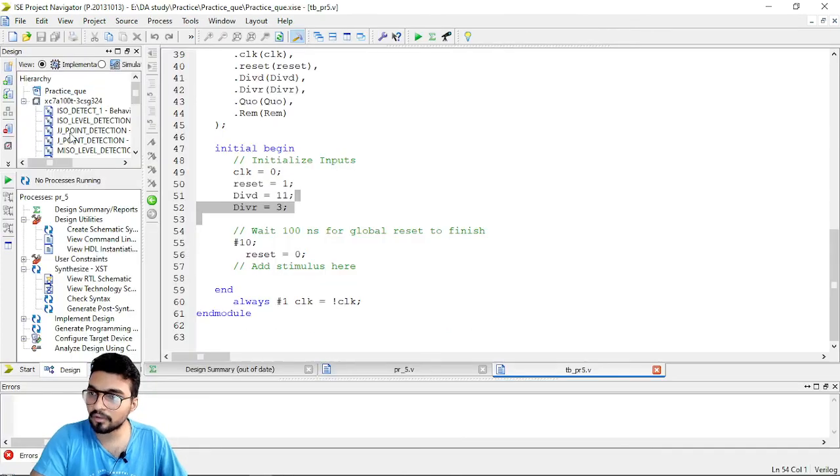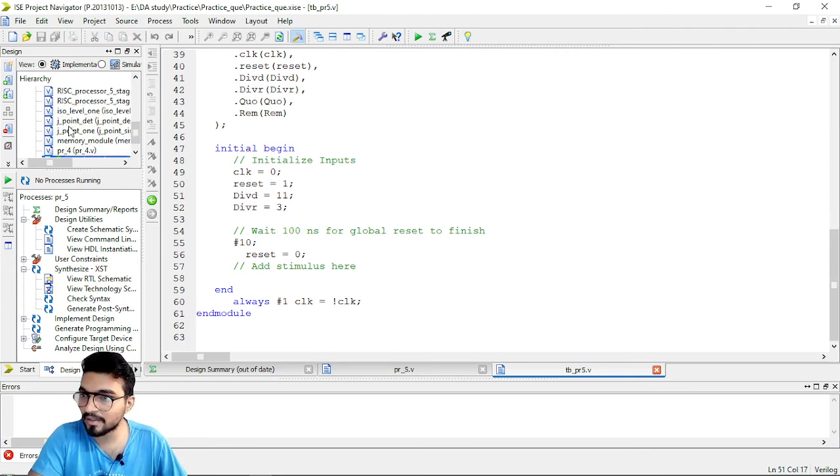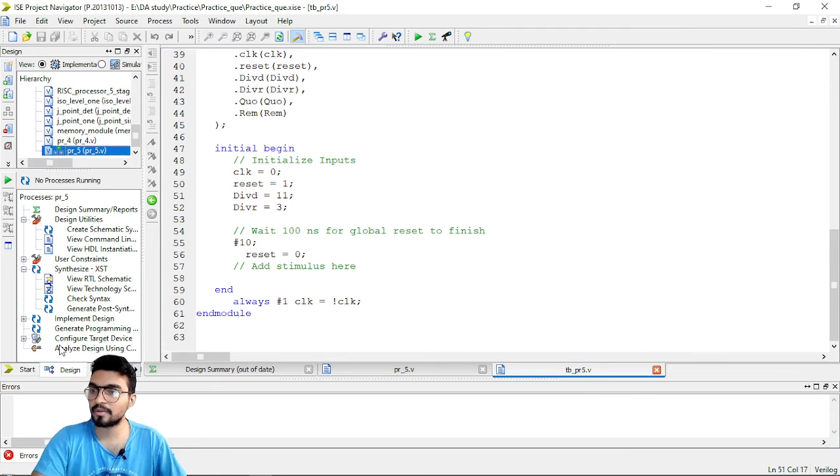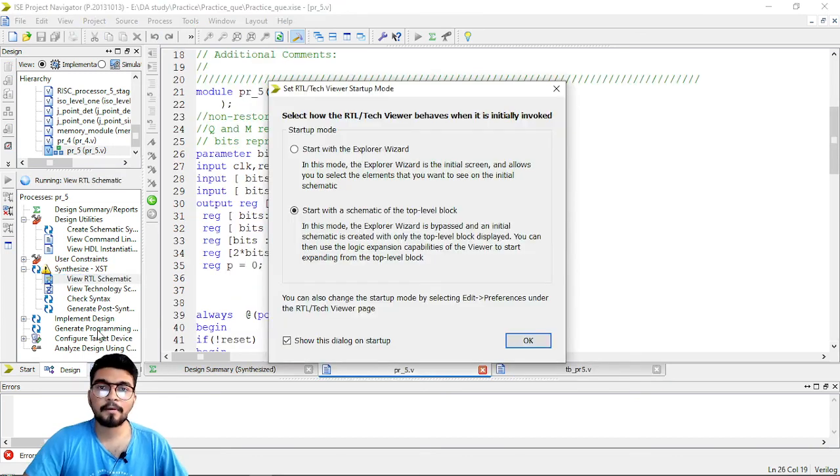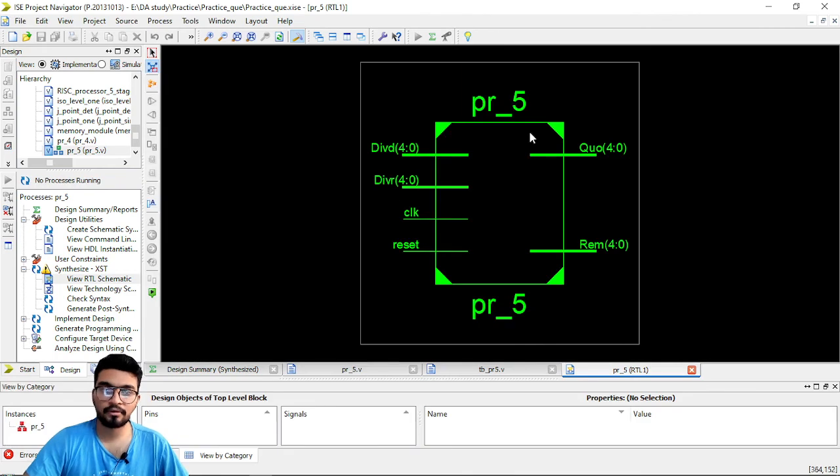Now let's check in the RTL schematic whether this code that we have generated is synthesizable or not. Go here and click view RTL schematic. This will generate the RTL schematic of this code, and we will see whether it comes out or not. As you can see, the RTL viewer startup mode window has opened. Click on start with schematic of the top level block, and this is the schematic.